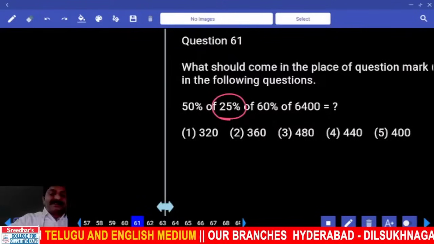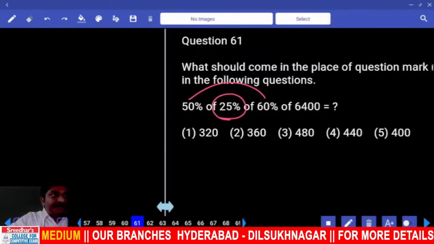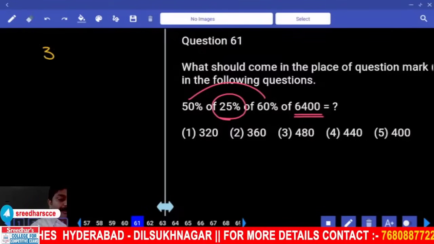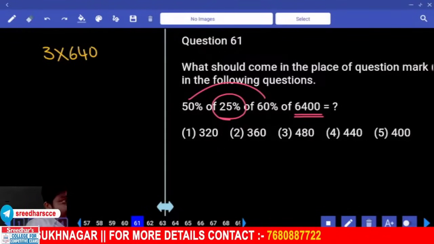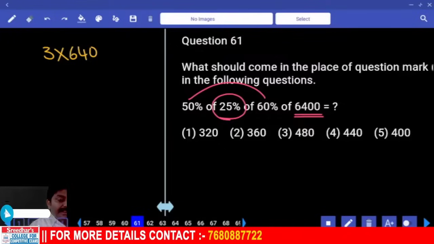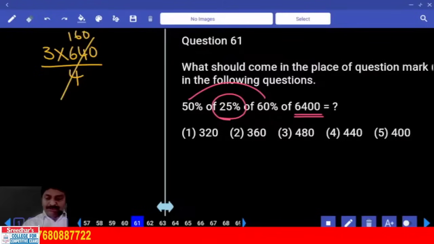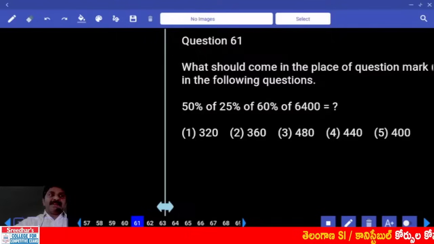Let's keep 25% aside. 50% of 60%. 30% of this number is equal to 3 into 10%, which is 640. Still 25% is there, right? 25% in the sense 1 by 4 only. 4 cancellation. 160 into 3, 480. Got it? Right. Otherwise also you can directly write.